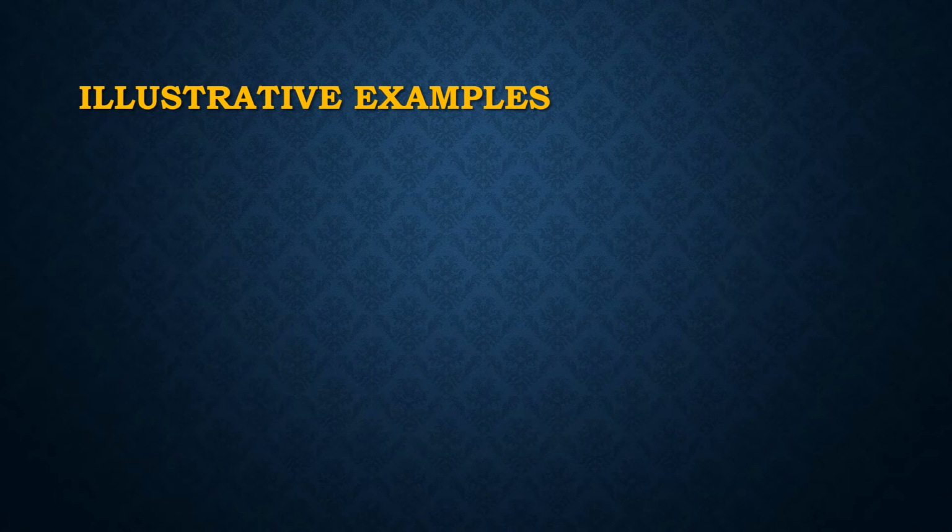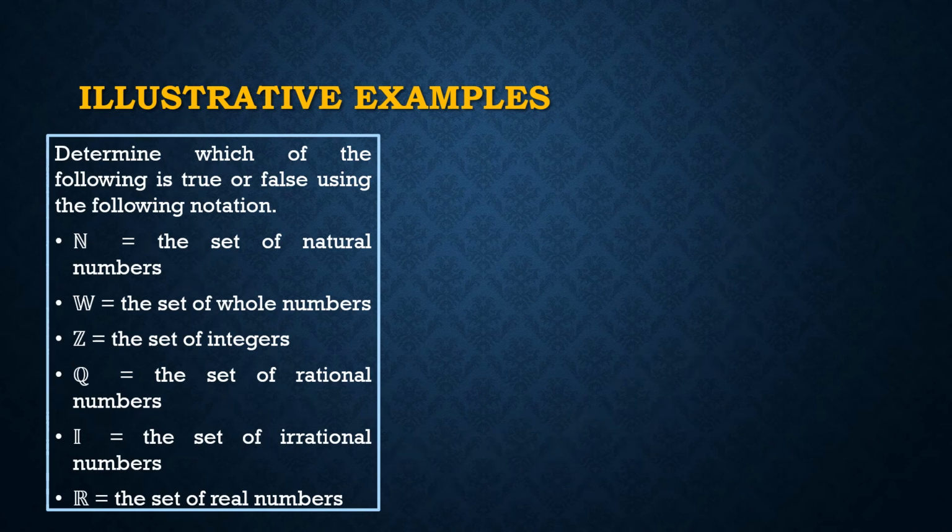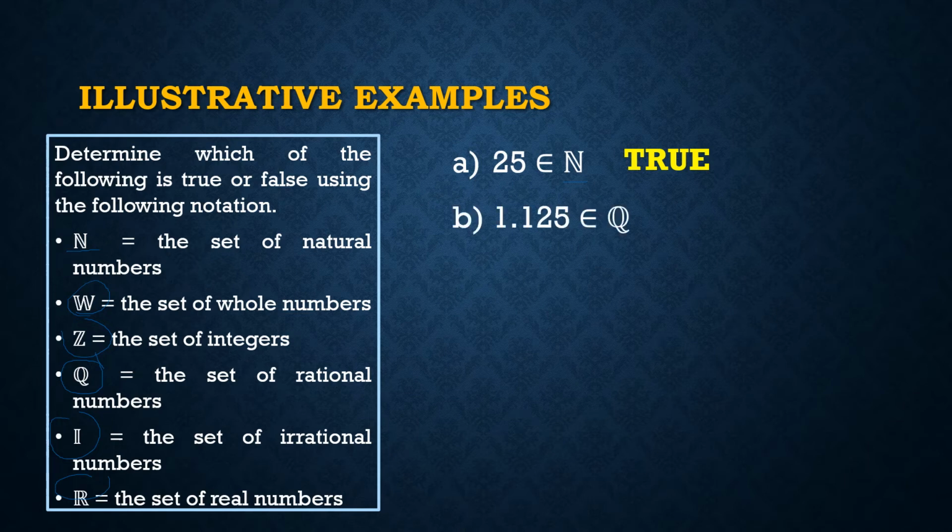And last, next we determine which of the following is true or false using this notation: N for natural numbers, W for whole numbers, Z for integers, Q for rational numbers, I for irrational numbers, R for real numbers. Number 1, 25 is a natural number. Yes, that is true, because natural numbers start from 1, 2, 3, and so on. Letter B, 1.125 is a rational number. So that is true because it is a terminating decimal.